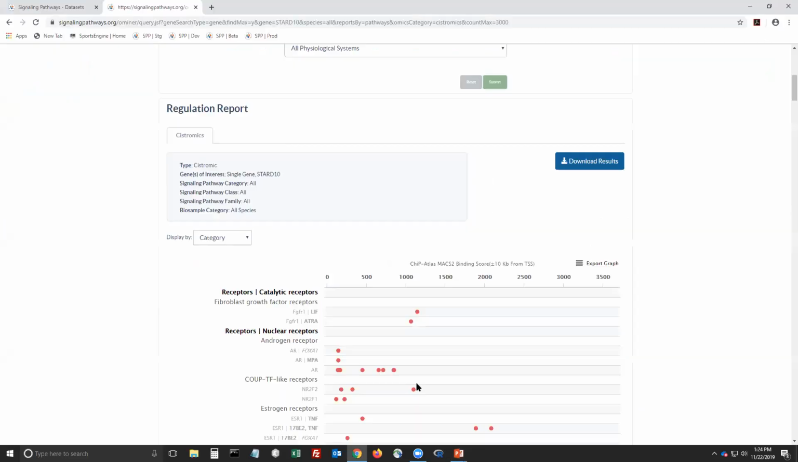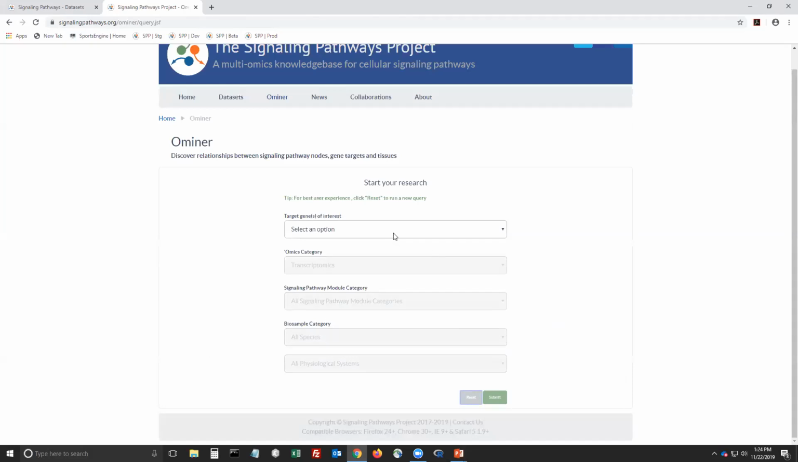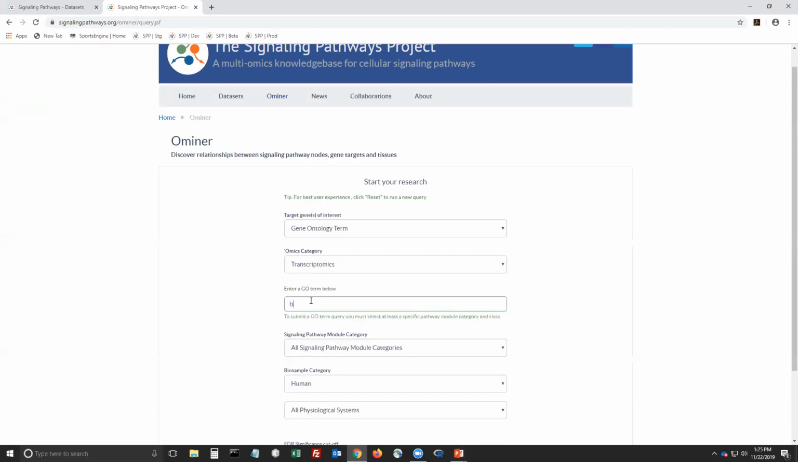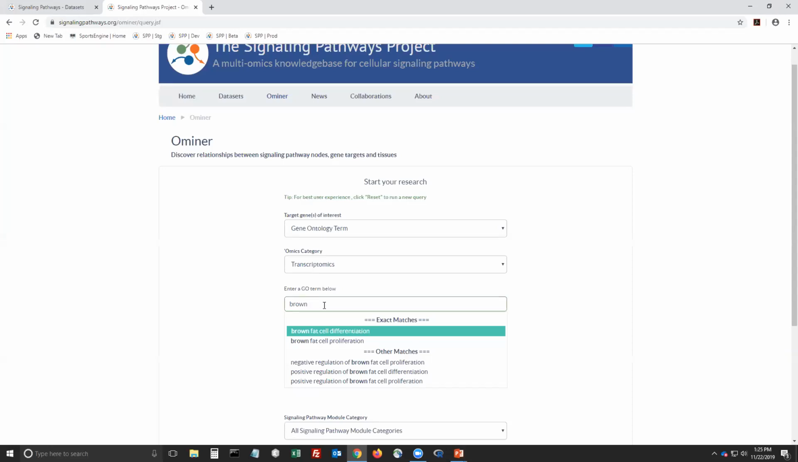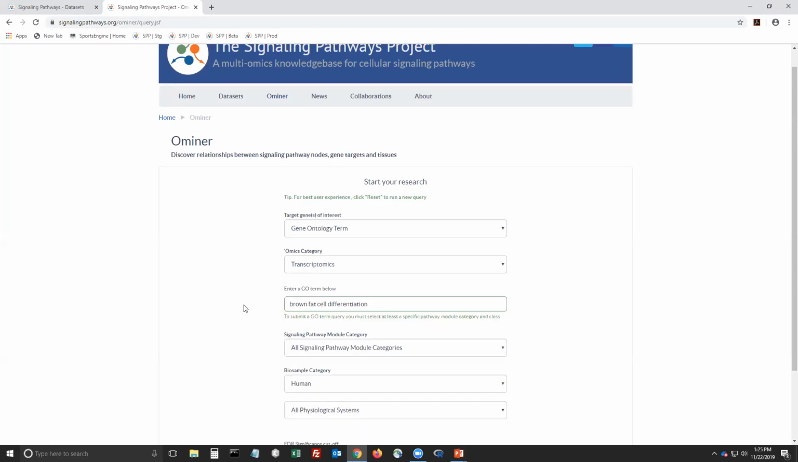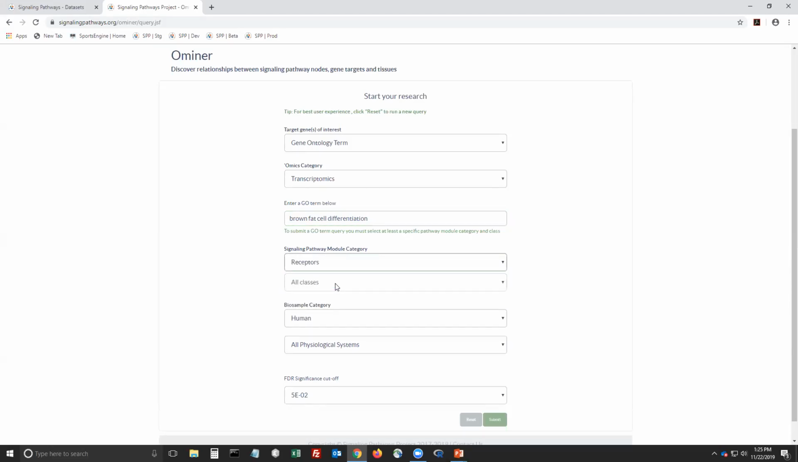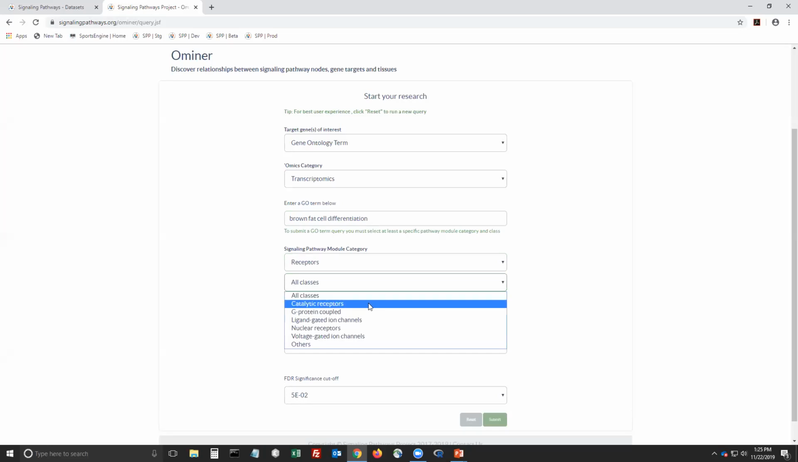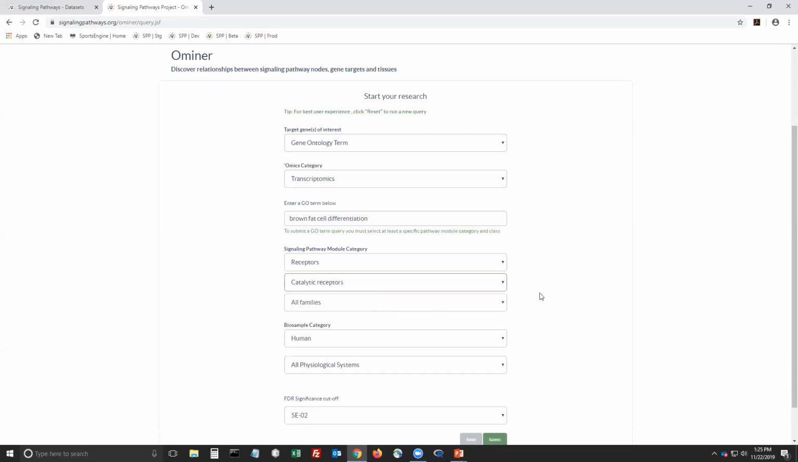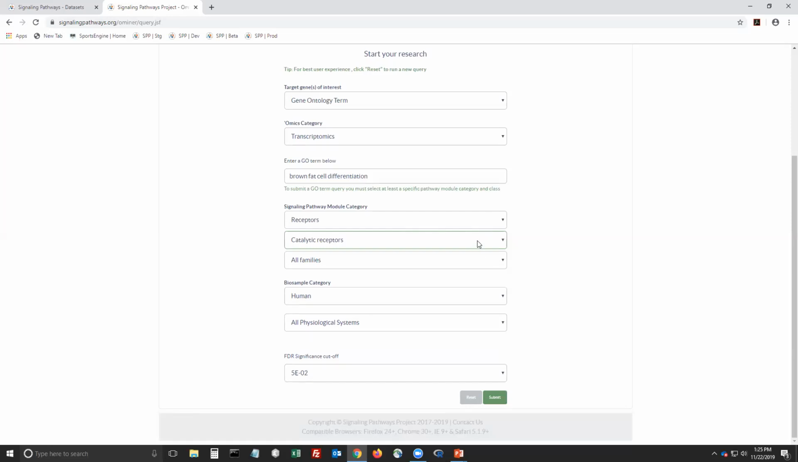All right, so I'm going to go back to our live demonstration here, reset our filter, and we're going to enter in a GO term search, and here we're going to begin entering a couple of keywords to bring up brown fat cell differentiation. We'll select that. Now this serves as a proxy for a number of genes involved in brown fat cell differentiation. But know that on a run of a GO search, you need to specify the node class. And here we're going to select receptors. And this is to prevent potentially very large queries being submitted that might impact server performance. And so I've selected receptors and catalytic receptors. I'm going to click submit.